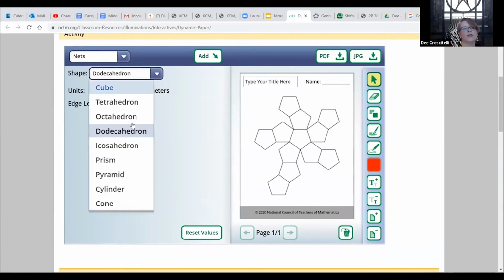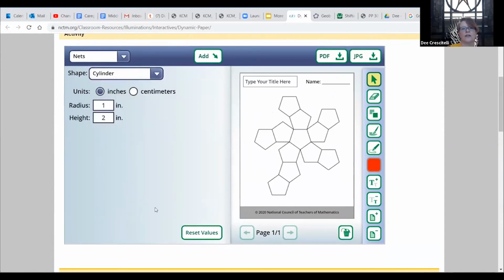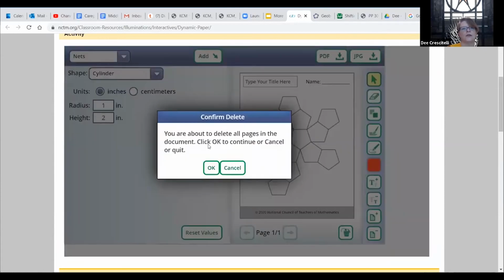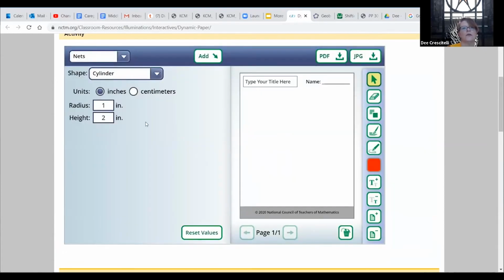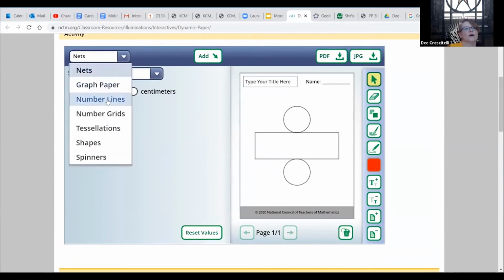So you can make cylinders. That's really more what we're talking about for the standards we're working with. So I'm gonna erase that one. Yes, I want to delete all of those. And I want to make a cylinder. So I can make a cylinder, all sorts of different sizes up to what will fit on one regular sized sheet of paper. But the other things I wanted to show you that live here are you can make shapes and tessellations and number grids and all sorts of really amazing things that are useful for math.